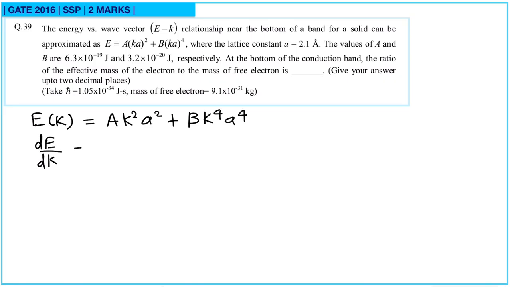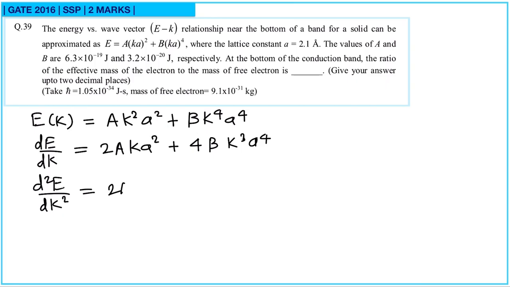So dE by dk will be, for k squared, that is 2k. So this will be 2A k a squared plus 4B k cubed a raised to 4. Second derivative will be d2E by dk squared, and that will be 2A a squared plus 4 into 3, that will be 12B k squared into a raised to 4.